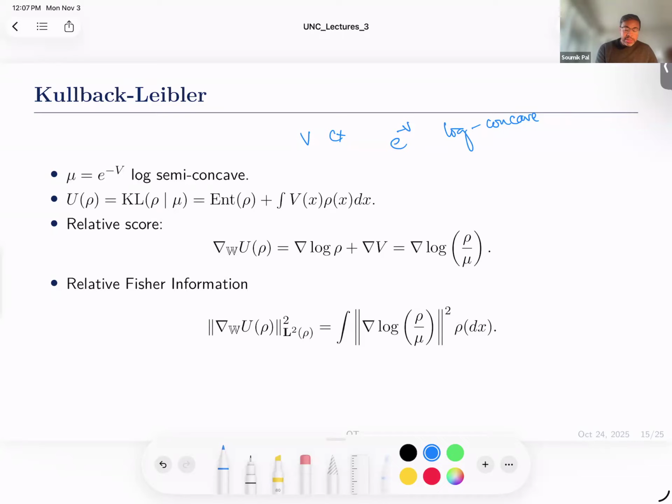As usual, this is the entropy of rho plus the integral of V times rho dx. We have already shown that this has a Wasserstein gradient. In fact, I've assumed that V is log convex, so everything satisfies all three definitions. So what is the Wasserstein gradient of the Kullback-Leibler? It's the Wasserstein gradient of the entropy, which is a score function, plus the Wasserstein gradient of the potential, which is the gradient of V. If I combine these two, I get what is called the relative score.